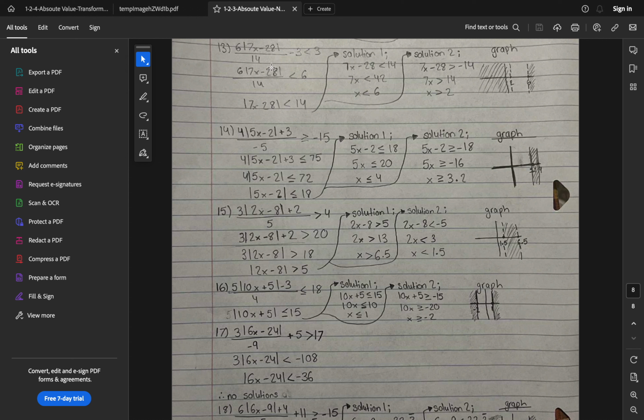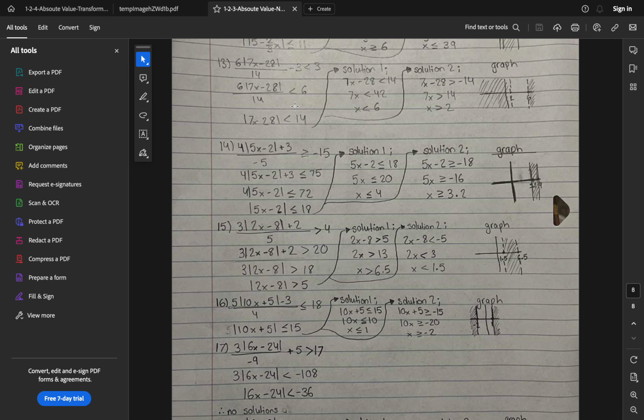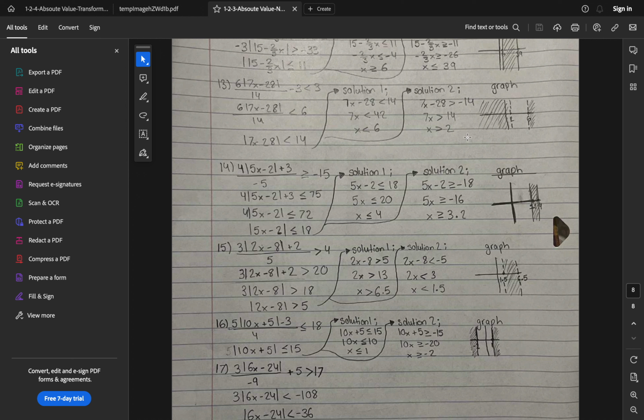13, right? Once again, we isolate for the values in the absolute value brackets, so we get 7x minus 28 is less than 14. Now we do it for the two possibilities, and we isolate for x in both. So we end up getting x has to be less than 6, and x has to be greater than 2, and we show this in our graph. Right?